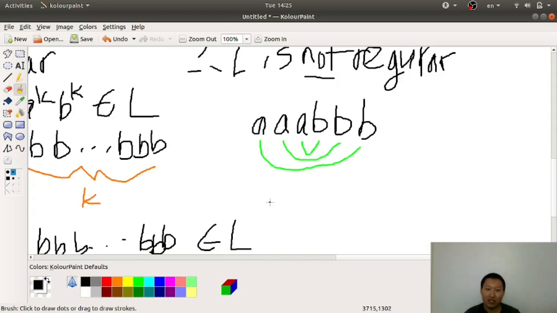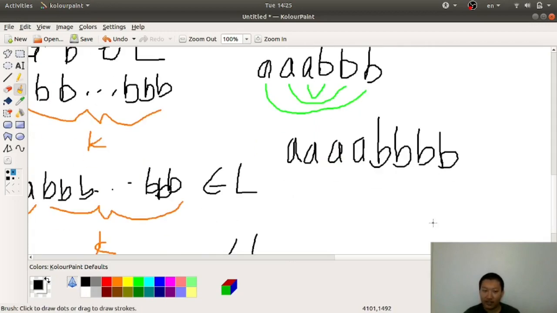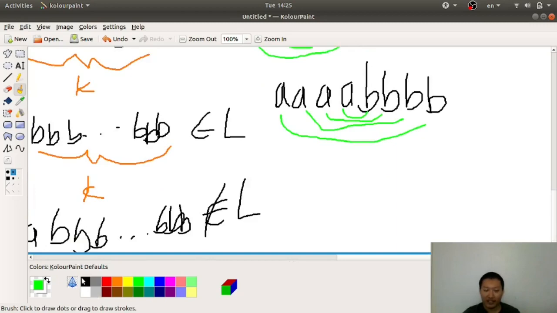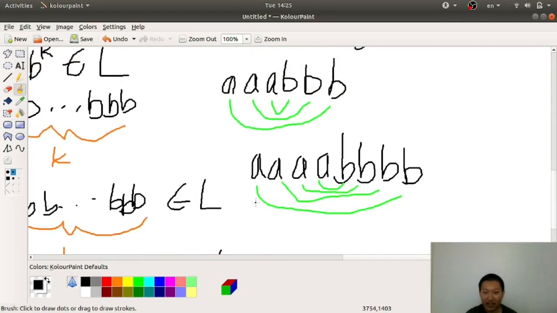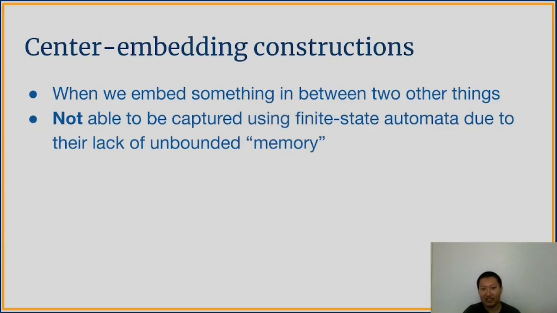And that's what we call a center embedding construction, because you can see we can add more A's and more B's in the center here. Anytime the lines line up like this, we call it a center embedding construction. And it's a fact that we can prove using the pumping lemma that any language that has an arbitrary number of these center embedding constructions is not regular. So there's no way to create a finite state automaton. There's no way to create a flowchart that will tell me whether a string is in this language or not. So this language is not regular.